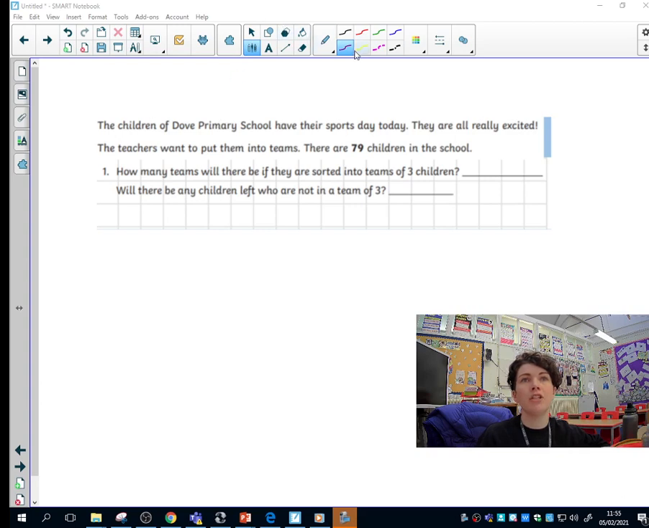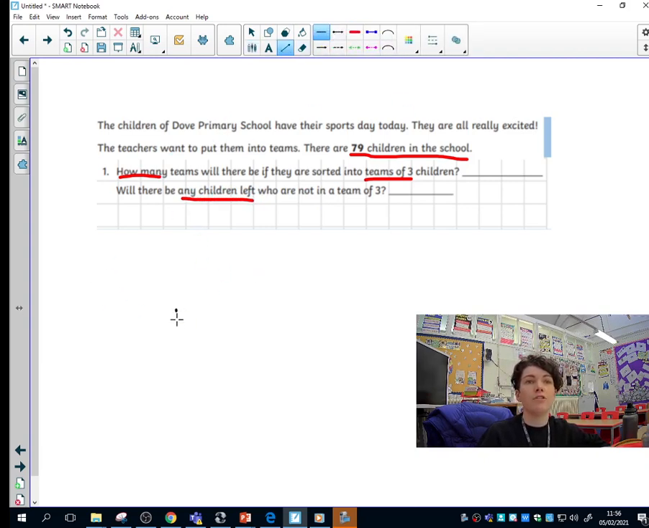So my key information there, and I can underline this information. So 79 children in school, and they're sorted into teams of 3. Okay, how many teams am I going to have? And have we got any children left who are not in a team of 3? So that's my key information.